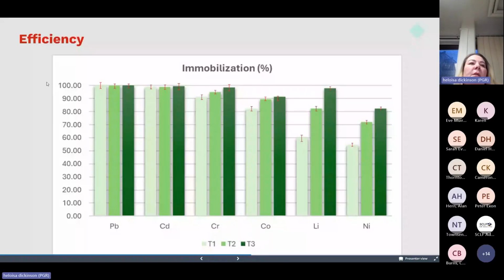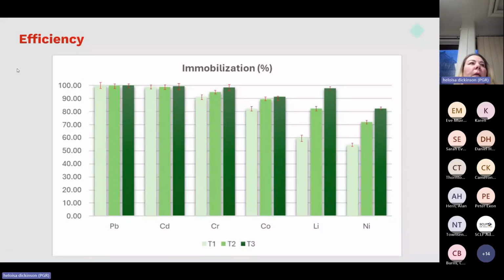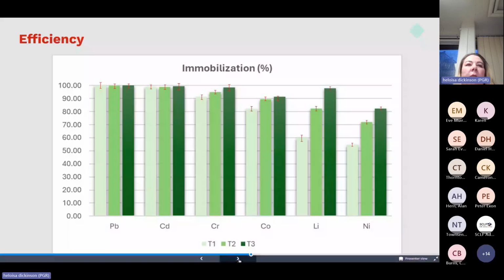This is the efficiency for 6 elements. So you can see that it is almost 100% for lead, very high for cadmium, chromium, and for cobalt as well, and slightly lower for lithium and nickel, but overall very good.